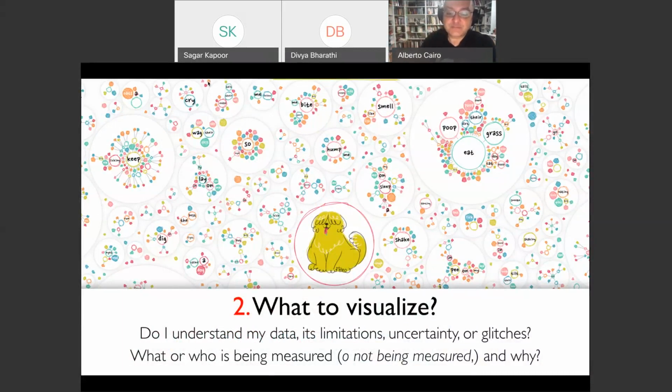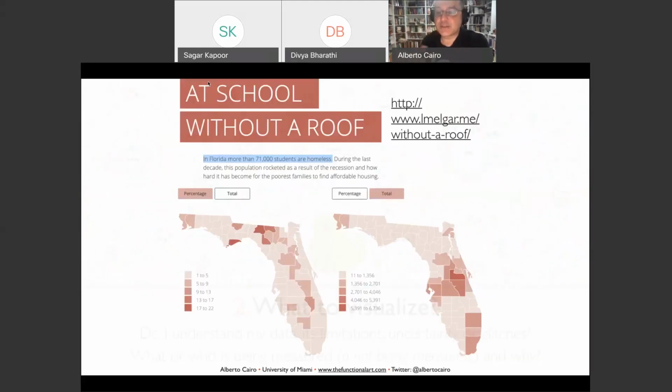One of my former students, who is now a data journalist at the Wall Street Journal, his name is Luis Melgar. When he was studying at the university, he made a project about homelessness in Florida, particularly focusing on students. How many students in Florida are homeless, don't have a home. And he came back to me with several graphics and charts, and some of them shocked me. For instance, this one. This map over here shows that in certain counties in Florida, 1 out of 5 students is homeless. More than 20% of the students are homeless.